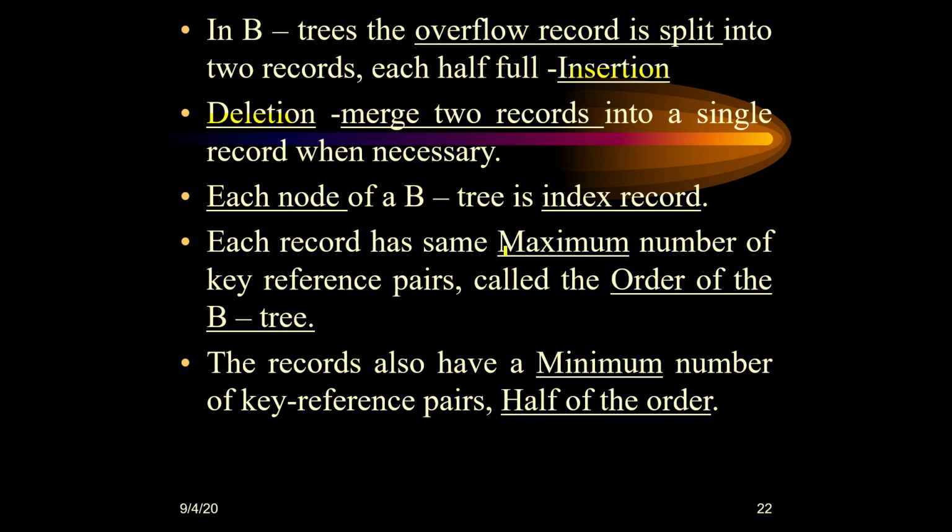The maximum number of key reference spaces available in your B-tree is known as the order of the B-tree, and the minimum number of key reference spaces available inside your B-tree is known as half of the order. So consider that I have 100 keys in one record. In that case, the maximum order will be 100 and the minimum will be 50.